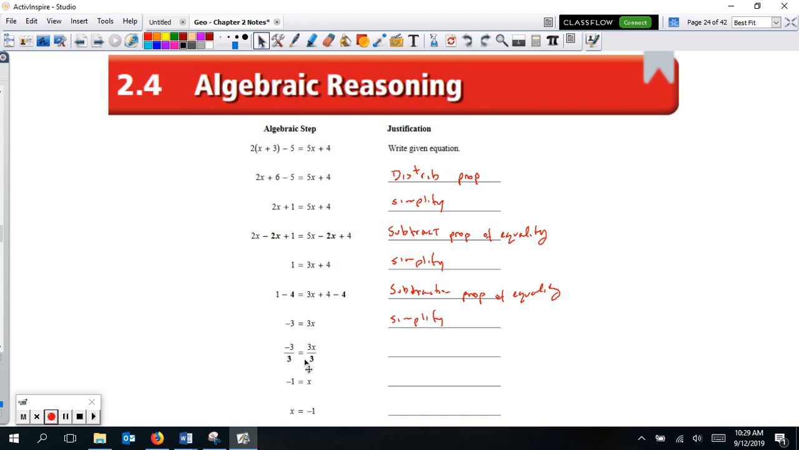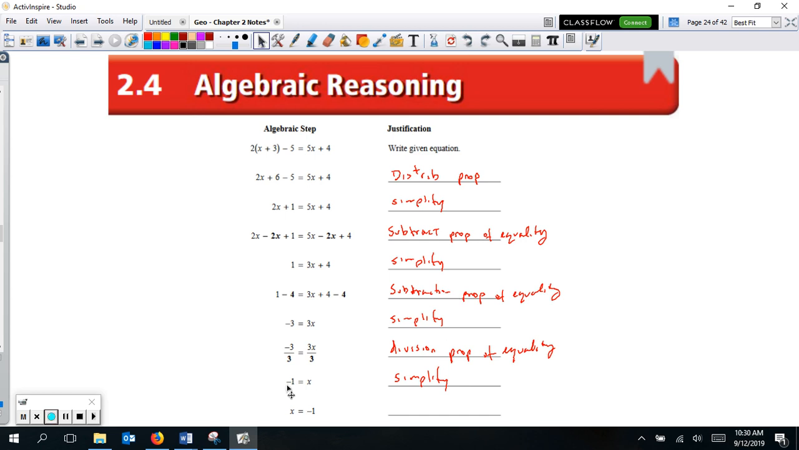And then the next one you can see in bold, they are dividing by 3 on both sides. So that's the division property of equality. And so then when they actually do the division, like -3 divided by 3 equals -1, that's just again the word simplify. They're simplifying the equation.